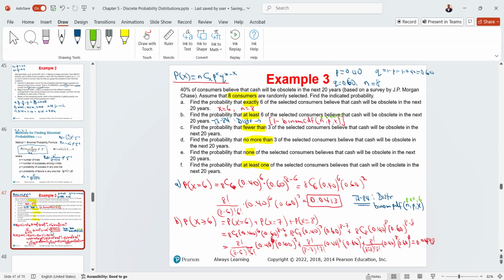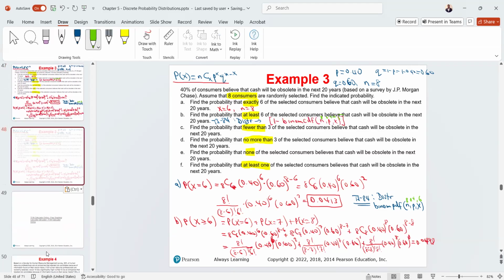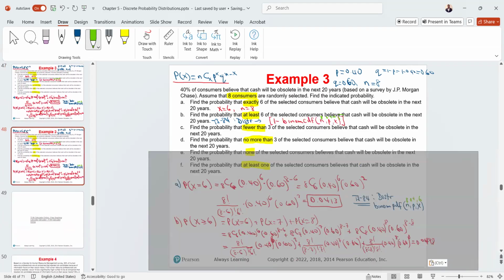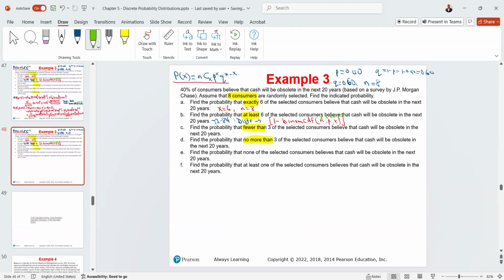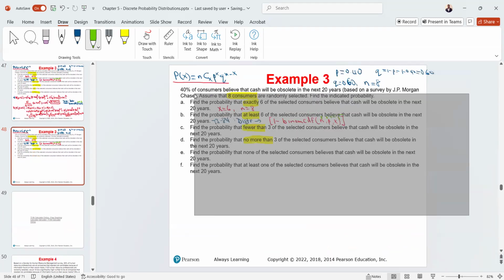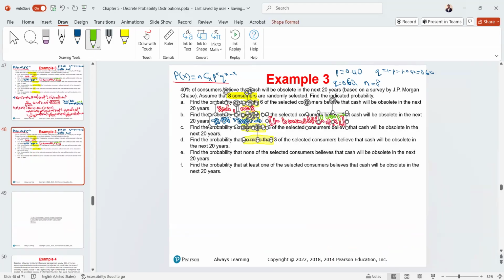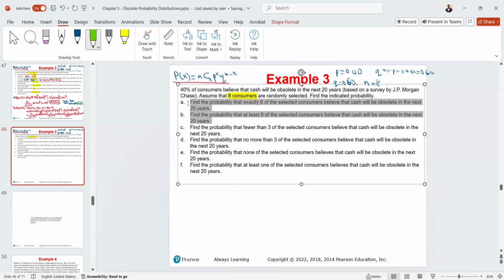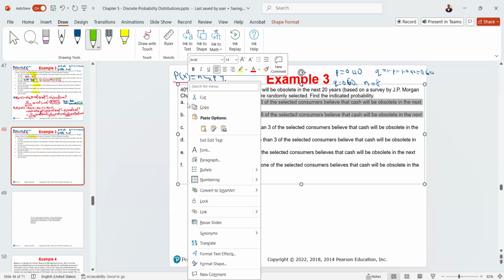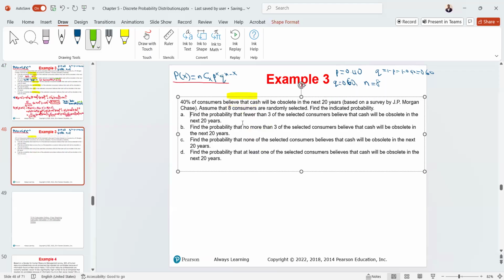We have until F to do. I may not do all of them because I just want to show you how to do it. But let's suppose I erase all of this. I do copy paste to save time. Let's suppose I remove only AB, because I need space.